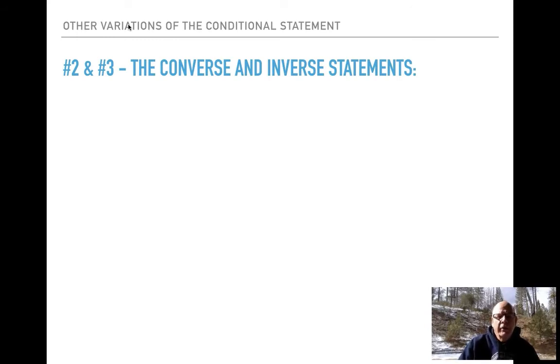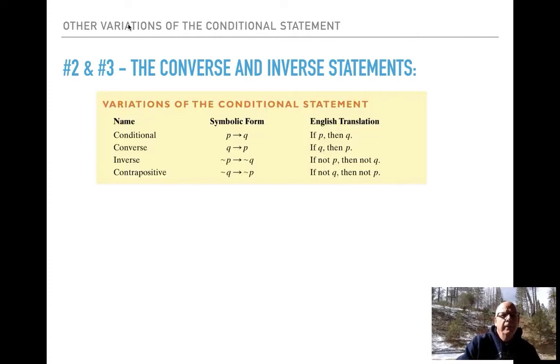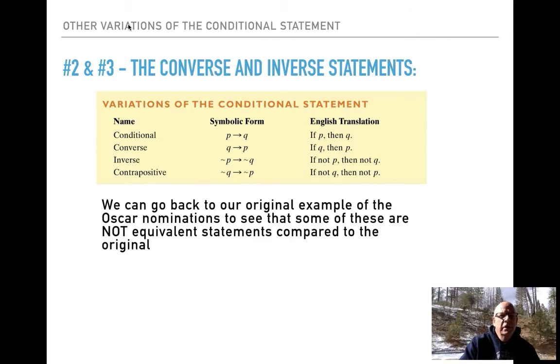Other variations. So we have the contrapositive, but then we have other variations of the conditional statement. And there's two other ones called the converse and inverse. Okay. So here's a chart from your book that shows all of them now. So we have the original conditional statement, P implies Q, if P then Q. We have now what's the converse, and the converse essentially just switches that order.